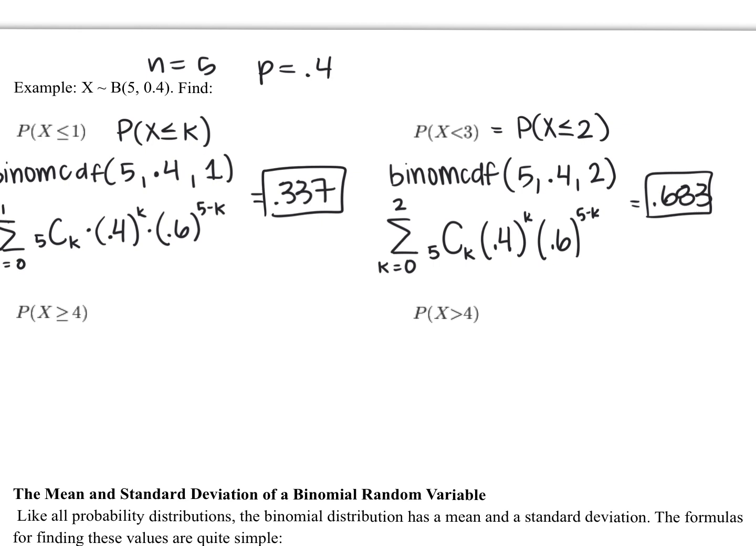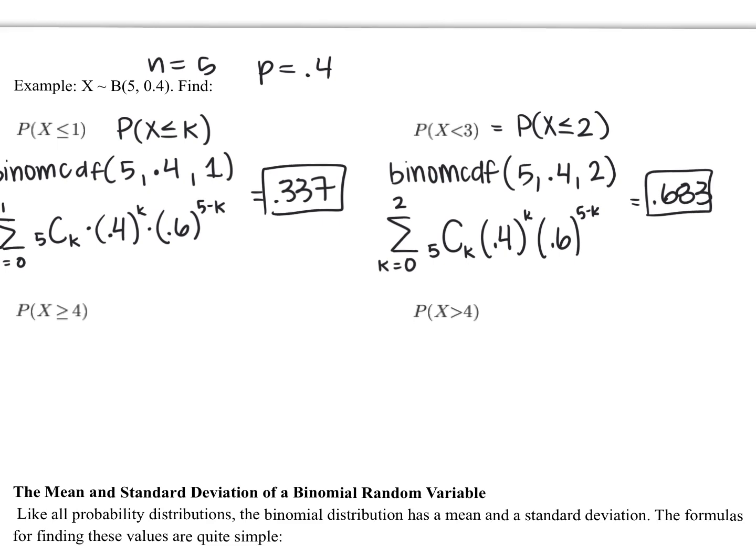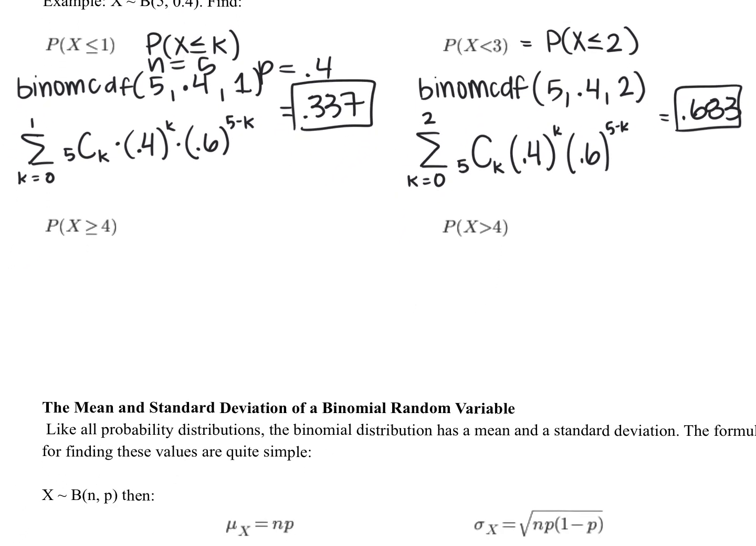We're also going to take a look at examples of greater than or equal to and greater than. The next one we have is the probability that x is greater than or equal to 4. So I have to change this to a 1 minus situation. Everything greater than or equal to 4 is 4 and 5, because my sample size is only 5. So I'm going to do 1 minus the rest of it, which is the probability x is less than or equal to 3.